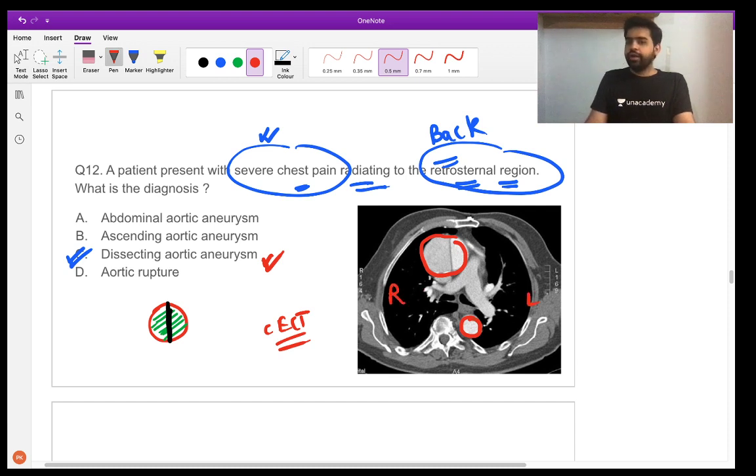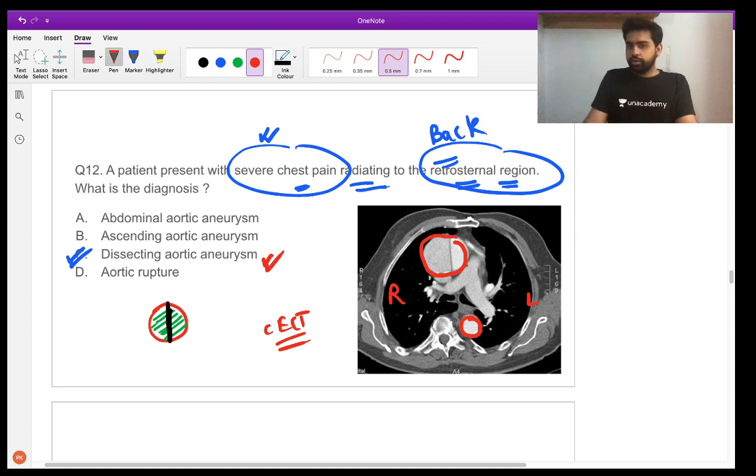What is this V colored structure which you are seeing? This V colored structure is the pulmonary artery. So this is the right and the left pulmonary artery. I hope you understand this. So these are the major structures which are visible over here.